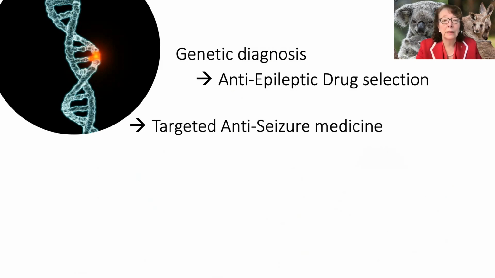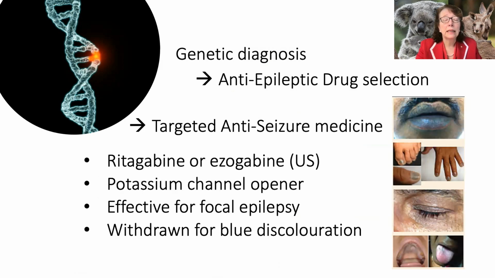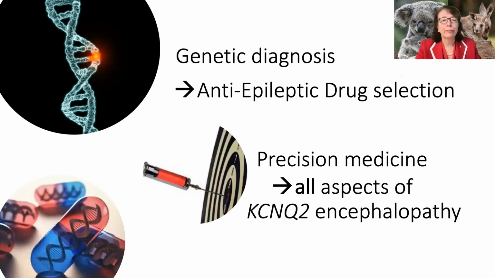We need targeted anti-seizure medicines. And of course, there was a lot of promise with retigabine, or ezogabine as it's known in the US, a targeted potassium channel opener. We know it works in focal epilepsy. It came off the market because of its blue discoloration, but I know it's now being looked at again for KCNQ2, which is very exciting, with tailored trials that we're very excited to be part of.